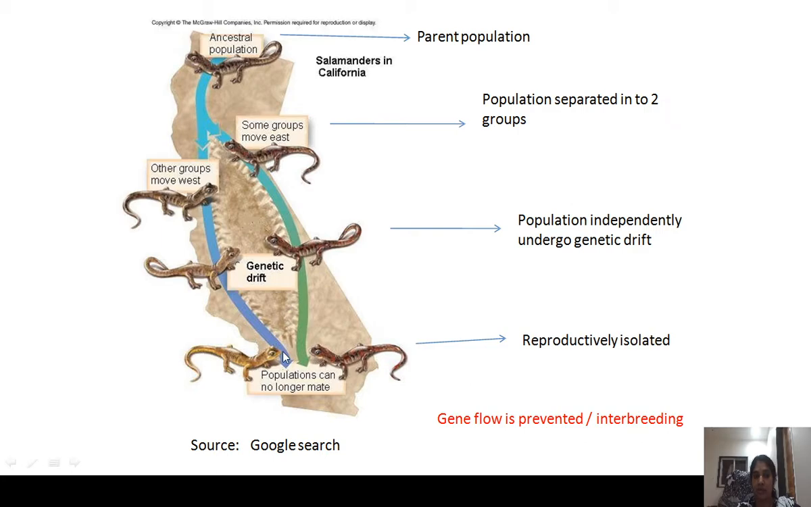Again, when the geographical barrier is removed and the isolated population comes in contact with the parent population, at that time the population is reproductively isolated. The main reason here is that interbreeding is totally prevented and gene flow is totally prevented. So what is gene flow? Gene flow is nothing but the transfer of alleles from one population to the other population. So gene flow is totally prevented.